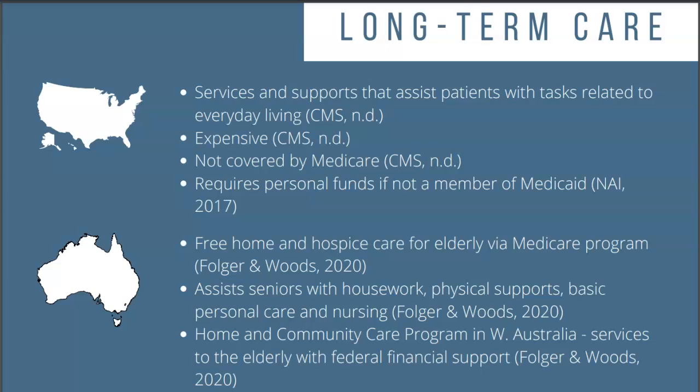Australia's Medicare program offers elderly residents free home and hospice care provided by the Commonwealth Home Support Program in all regions of the country, except for Western Australia. This program assists seniors with housework, physical supports, basic personal care, and nursing, while the Home and Community Care Program in Western Australia provides services to the elderly with federal financial support. Vulnerable populations, including retirees and patients with chronic illnesses, receive significant benefits from Australia's Medicare program.